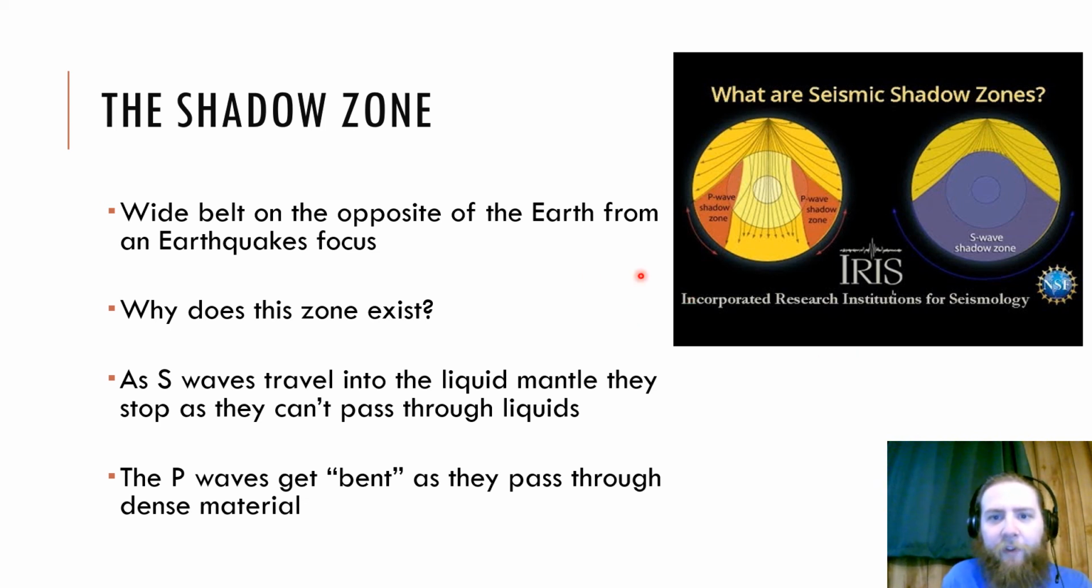The P waves also have a shadow zone, because as they go from a less dense to a denser material, they get bent more towards the middle here, and you get these little P shadow zones on the sides there.